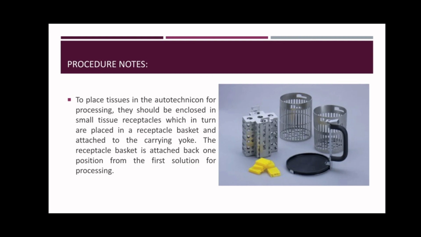To place tissues in the Autotechnicon for processing, they should be enclosed in small tissue receptacles. So your tissue specimen is placed on those yellow, small tissue receptacles. Can you see that on the screen? And those small tissue receptacles will be placed inside the receptacle basket and attached to the carrying yoke. The receptacle basket is attached back one position from the first solution for processing.